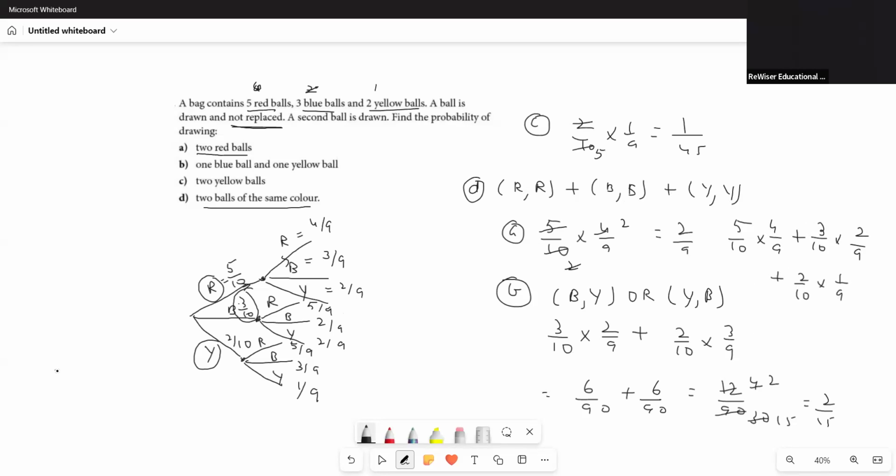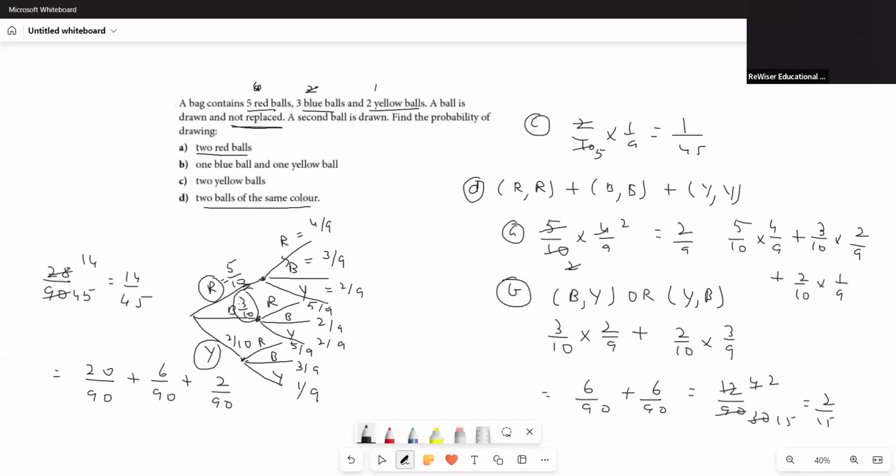So in all these cases, if I solve further, I got 20 by 90, plus 6 by 90, plus 2 by 90. So it should be 28 over 90. If I reduce it further, I got 14 over 45. So that's the answer to part D of the question. I'll give you a few minutes to note it down and to analyze this.